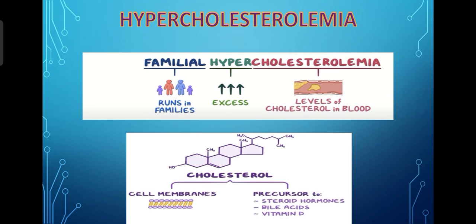Then we have another inborn error of metabolism, that is hypercholesterolemia. By the word, it is excess levels of cholesterol. Okay, it is a familial disorder. Familial means runs in the family. It is a genetic disorder, you can say. Hyper means excess, then cholesterolemia means levels of cholesterol in blood.